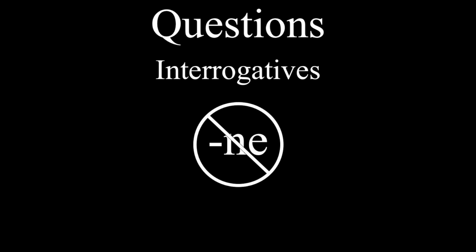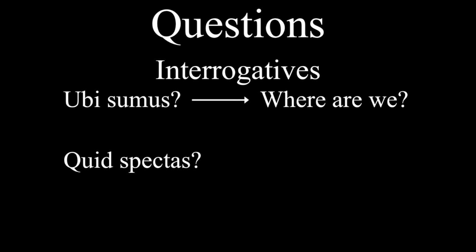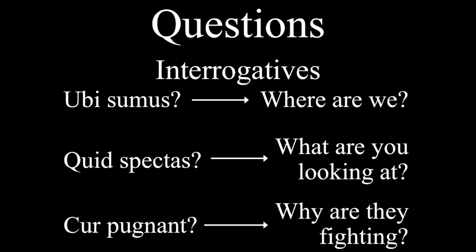So, we'll get Latin sentences such as "ubi sumus," meaning where are we? "Quid spectas," which means what are you looking at? And "cur pugnant," which means why are they fighting? Okay, so we'll run through some examples.